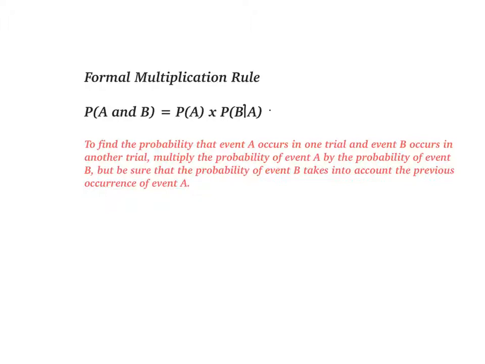The formal rule looks like this. Probability of A and B is always probability of A times probability of B given that A has already occurred. And I wrote it in sentence form here, I'm just going to read that. To find the probability that event A occurs in one trial and event B occurs in another trial, multiply the probability of event A by the probability of event B, but be sure that the probability of event B takes into account the previous occurrence of event A. That's a mouthful, but it's the same thing I've said about 3 times. When you have 2 events that are going to occur, one first and then the other, before you multiply, take into account that the first one has occurred and see if that changed your second probability at all.